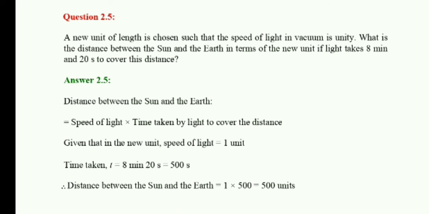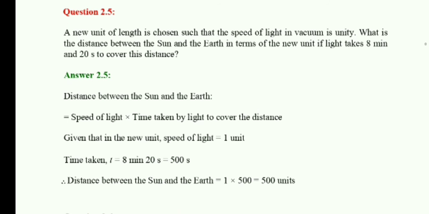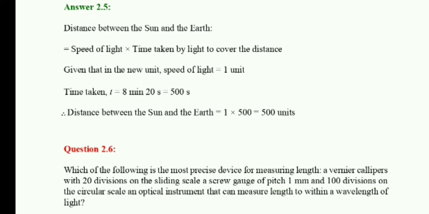Now we already know that the distance between the sun and earth will be the speed of light times the time taken by light to cover the distance. Now the speed of light is 1 unit and the time taken is 8 minutes 20 seconds. So convert 8 minutes 20 seconds into seconds. It will be 480 plus 20, that is 500 seconds. Now the distance between the sun and earth is the speed of light times 500. That is 500 units is the answer.